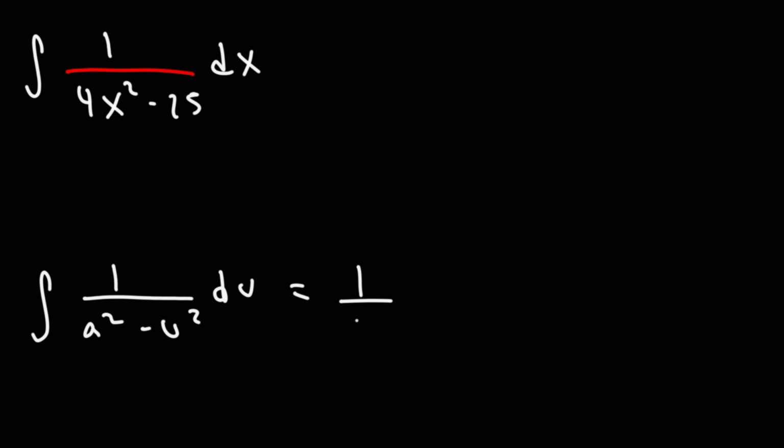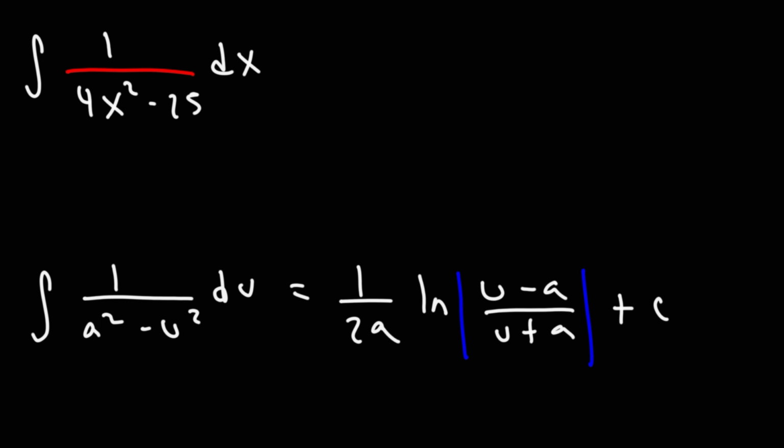So this is going to be 1 over 2a times the natural log of u minus a over u plus a. With this formula, I definitely recommend checking your work, and you'll see why. So we can clearly see that, actually I wrote this the wrong way. This is 1 over u squared minus a squared for this formula. 1 over a squared minus u squared is a different formula.